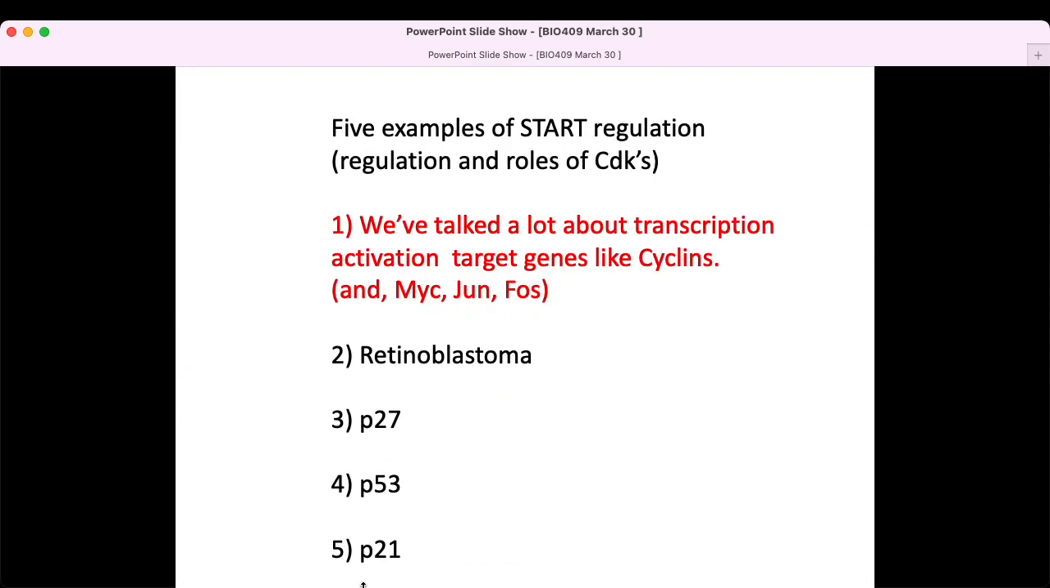Then next, we're going to go through this list and just focus on these stories from this list for our course. So we talked a lot about transcription activation of target genes like cyclins and the guys that activate them, right? So we did that one first, and now we're going to talk some more. And these are just little short stories, but each one tells another piece of the start.